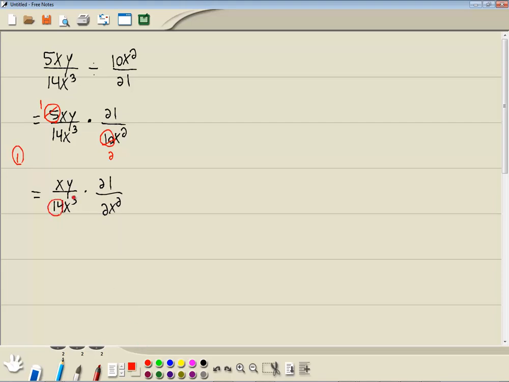Now I see the 14 and 21, they're both divisible by 7. 14 divided by 7 is 2. 21 divided by 7 is 3. And so we're going to get xy over 2x to the third times 3 over 2x squared. Now, number-wise, we've done as much as we can. And there's different ways you could continue simplifying with the variables, but let's go ahead and just multiply them together.